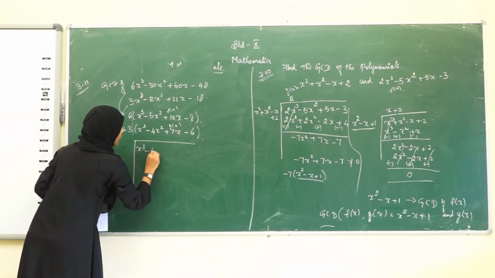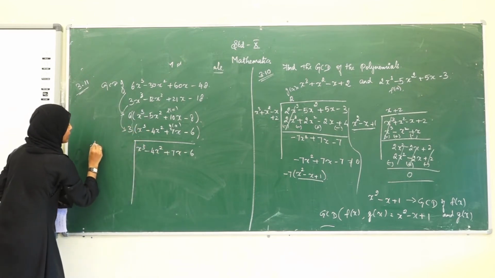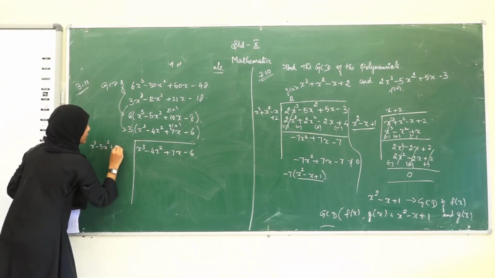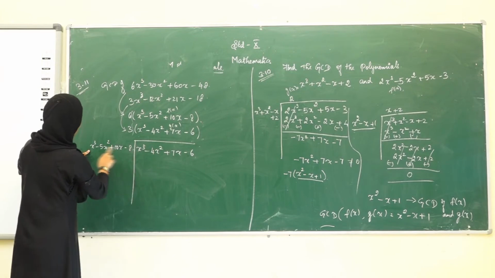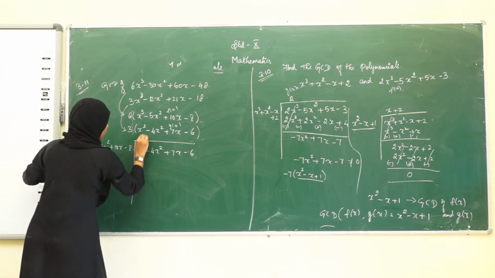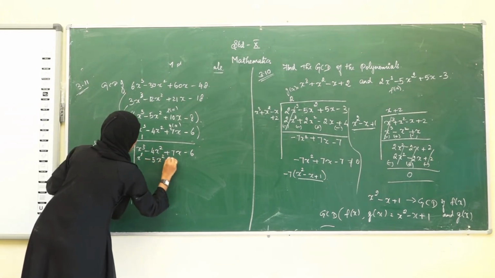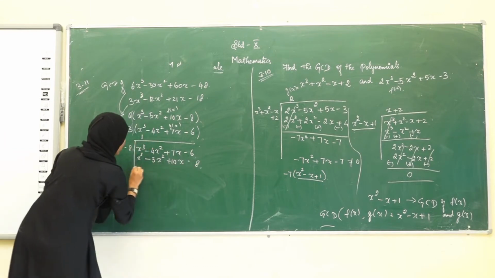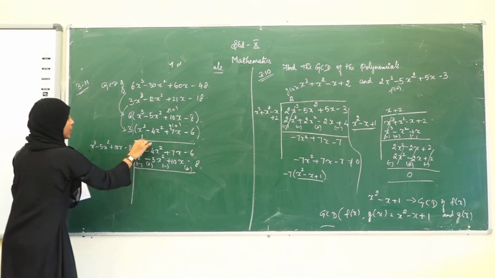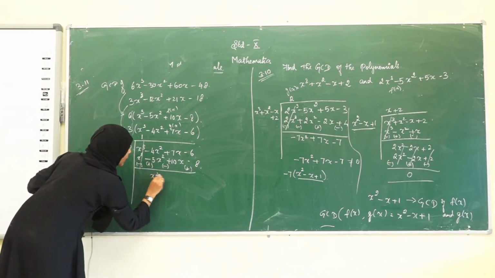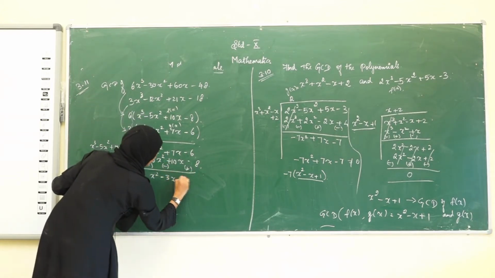x cube minus 4x square plus 7x minus 6, and here x cube minus 5x square plus 10x minus 8. See the first term. Here also we have x cube and here also x cube. So we can multiply this polynomial by 1 alone. When we multiply by 1, we get x cube minus 5x square plus 10x minus 8. What do we do again? We change the signs. We get this term cancelled and x square alone. Minus 10x plus 7 gives minus 3x, and plus 8 minus 6 is plus 2.